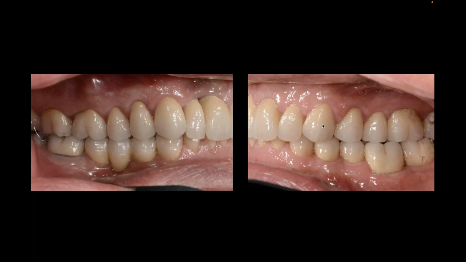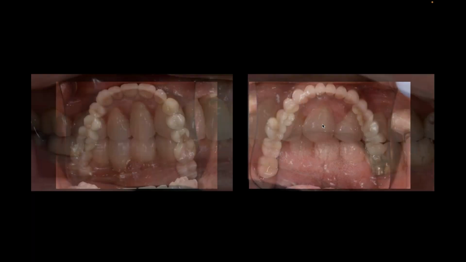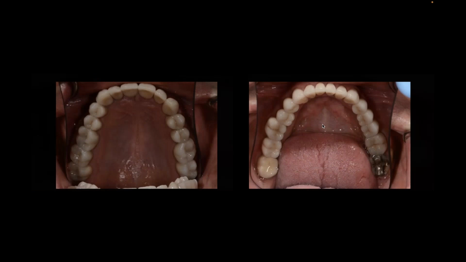And by the way, this case is probably 15 years old now, right? And as far as I know, it's still in the mouth and all good. And I'll knock on wood so I don't get a phone call tomorrow that the patient broke a tooth, because that's usually what happens when I say that. And that's kind of the way it works for me across the board, right?